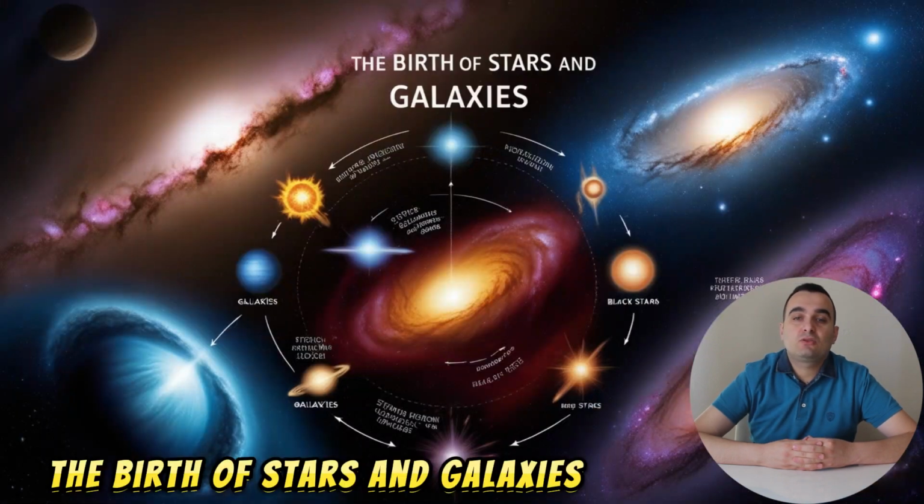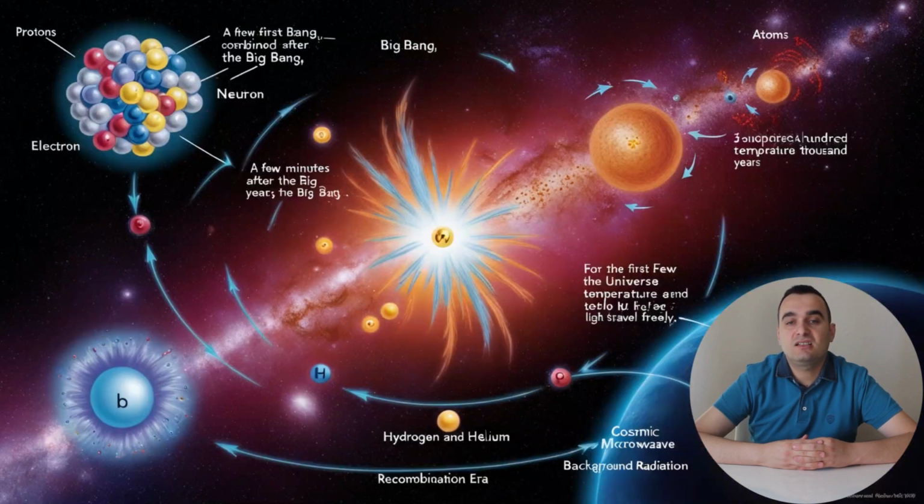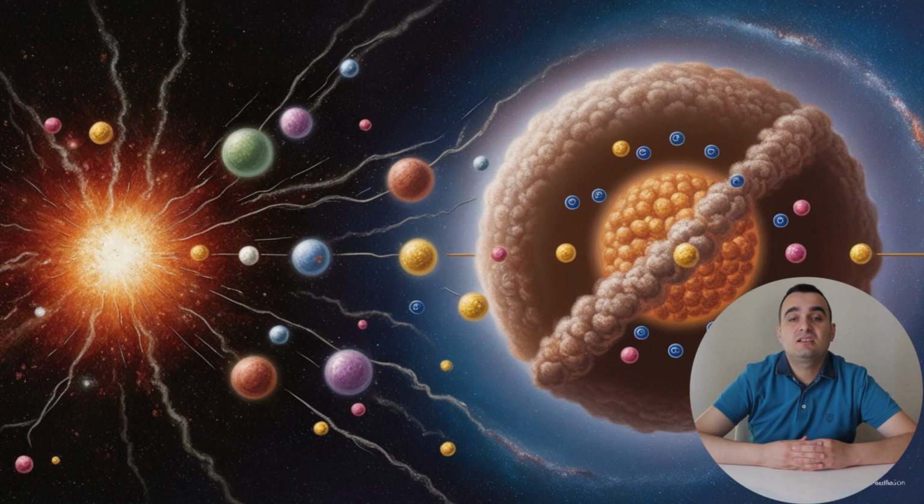The birth of stars and galaxies. As the universe continued to expand and cool, matter began to condense under the influence of gravity, leading to the formation of the first stars and galaxies. The formation of these stars and galaxies deeply affected the structure and chemistry of the universe. Stars are the energy and element factories of the universe.